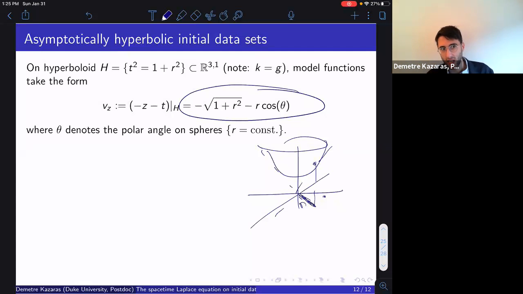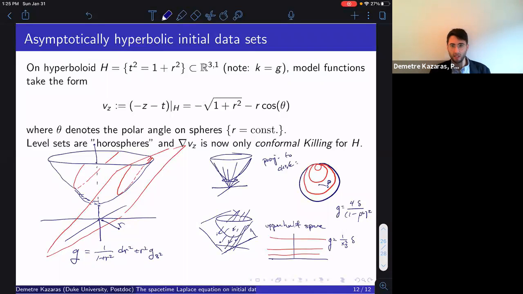Okay, so this is a less symmetric looking function than just a simple coordinate function, say z. But this should be our model, because this definitely solves the space-time harmonic equation. In fact, it's the model. It has a vanishing space-time Hessian. So this should be fundamental if you want to study hyperbolic initial data sets.